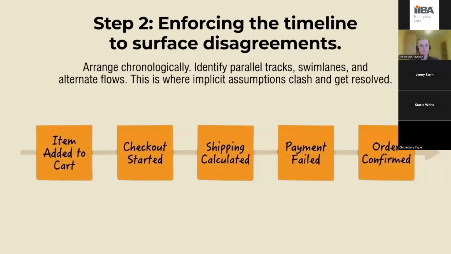As you can see in the example on the slide, the cards are now lined up more clearly, and people usually would ask, does shipping get calculated before payment? Can an order be confirmed if payment fails? Are we missing inventory validation somewhere? What looks like a simple process often turns out to be understood, I would say, very differently by different people. And that's exactly why this step matters, because the timeline exposes disagreement in a visible and practical way.